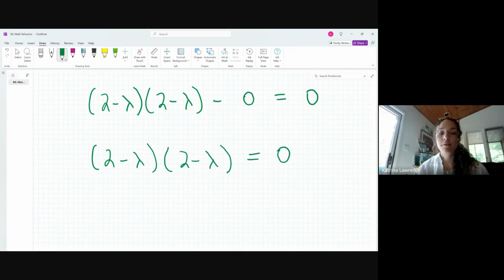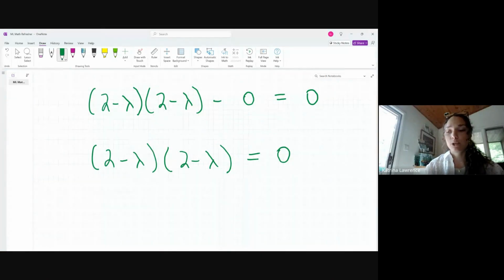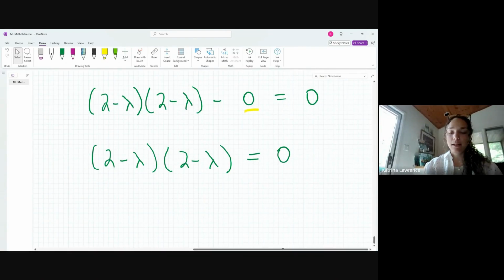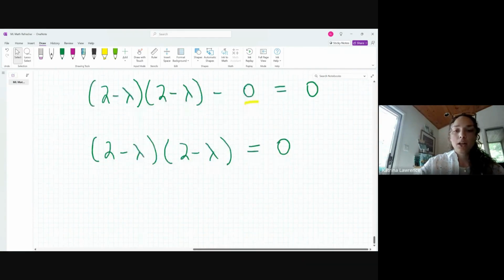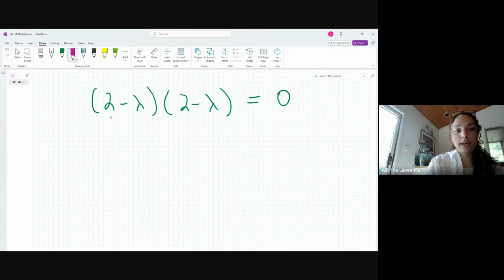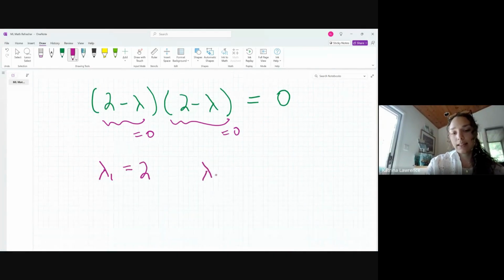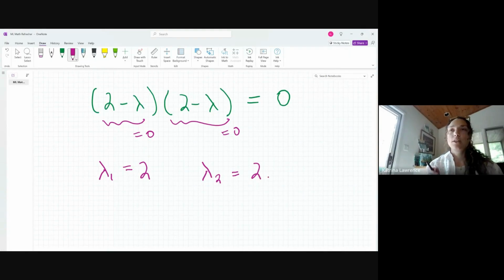This also involves understanding how to factor quadratic or cubic or quartic equations sometimes, depending on how many dimensions your initial matrix is. In this case, by having 0 over here, this does help simplify the problem for us. It turns out that it is already automatically factored, which is really lovely. So once this is set to 0, we look at each of these terms individually and set them equal to 0 to solve for our lambda. What we get is that lambda 1 equals 2, and lambda 2 equals 2.